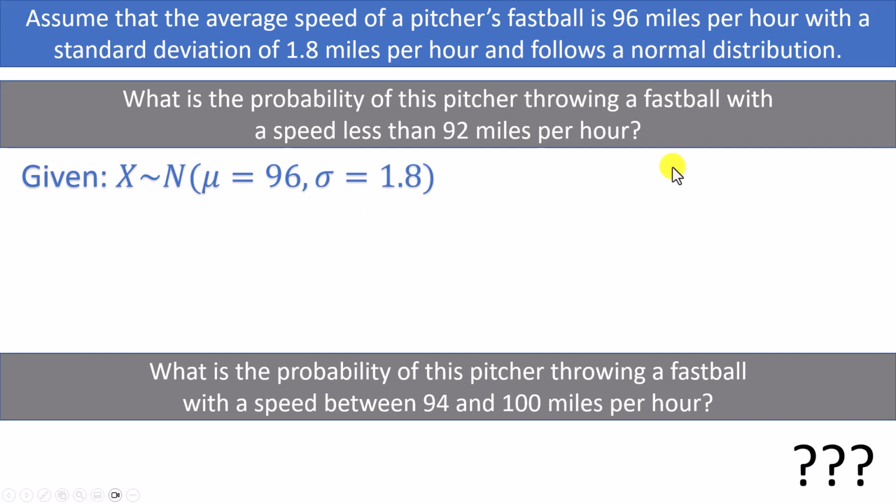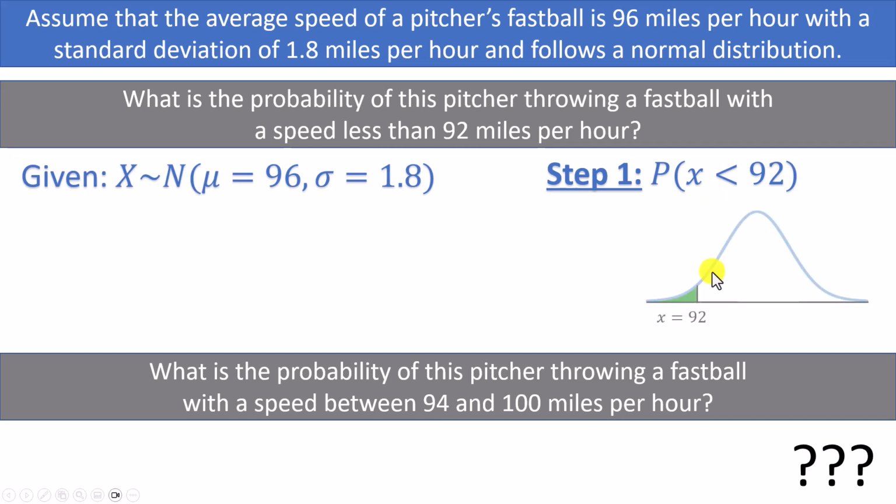Then we can go ahead and do step number 1, which is going to be to write out our probability statement. We want to find the chance that it's less than 92 miles an hour. So that's the chance that x is less than 92. On the picture, that's going to look something like this. I could also put the mean on there. Looks like I didn't, but the mean of 96 would be right down the middle. 92 would be somewhere to the left, and we're finding the probability that we are less than that.